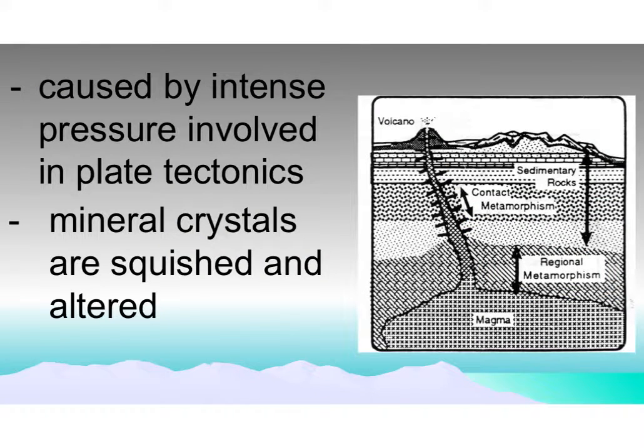Sometimes the metamorphism can be a result of intense pressure that is involved in plate tectonics. You might have learned about plate tectonics in middle school, where you can have, for example, two plates colliding or pushing together, and that pushing together of two plates can also cause regional metamorphism. So you're changing big areas of rock from, say, sedimentary rock into metamorphic rock. And when this happens, mineral crystals get squished and they get altered. Altered is just another word for changed. A lot of times the mineral crystals, when they change, they line up with one another, or they get bigger.